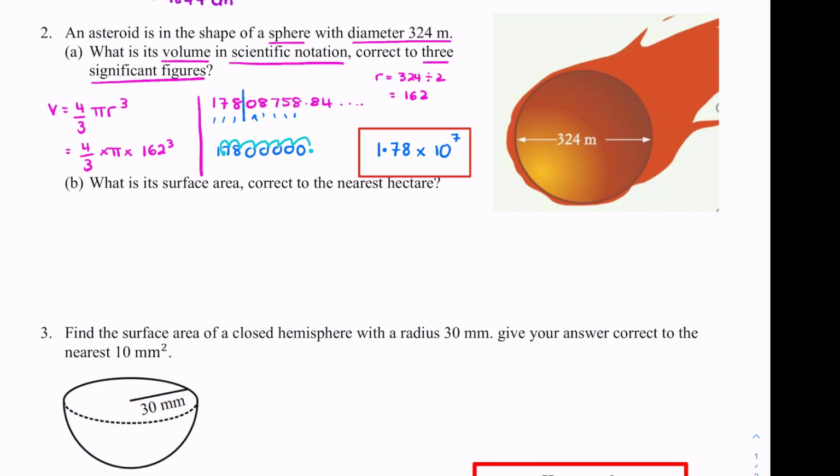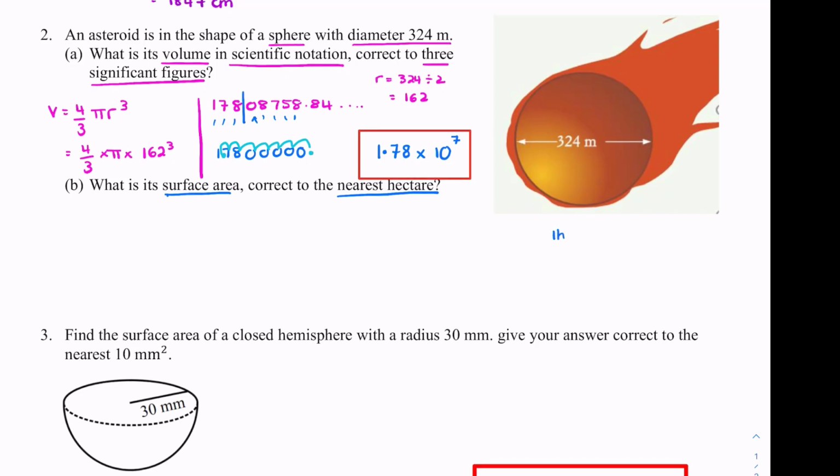The next one. What is its surface area correct to the nearest hectare? Now, remembering that 1 hectare is 10,000 meters squared, and that's something you need to learn. So let's see how that's going to work out. Area is 4 pi r squared from your formula sheet. So this is 4 times pi times 162 squared.